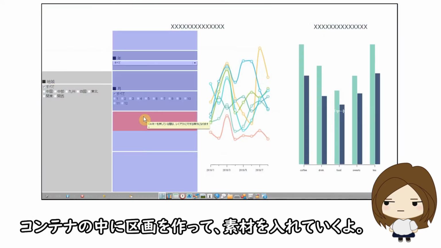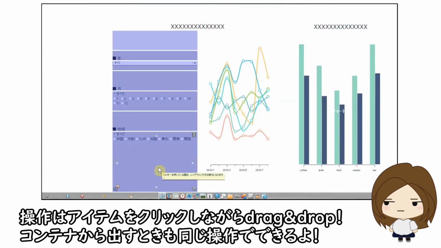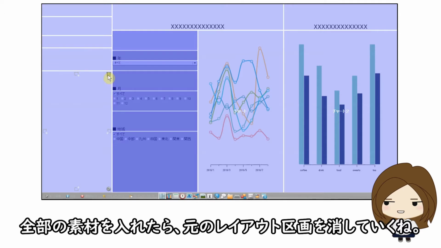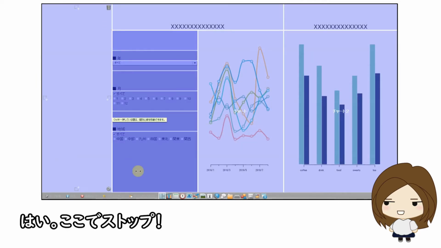I'll make a partition within the container and put the items in it. All you need to do is click on the items and drag and drop them to the container. Do the same to remove items from a container. Once I've moved all the items, I'll delete the original layout partitions. I'll then move the container to the cleared partition. Alright then. Let's stop for a bit here.